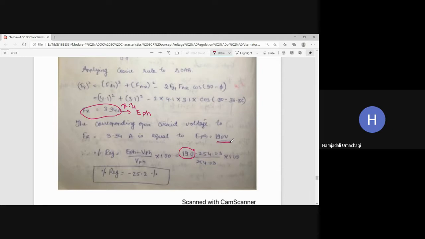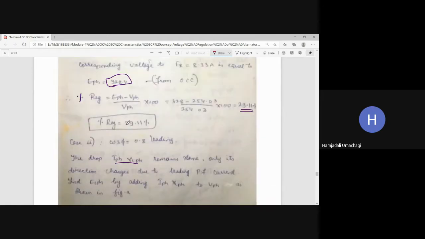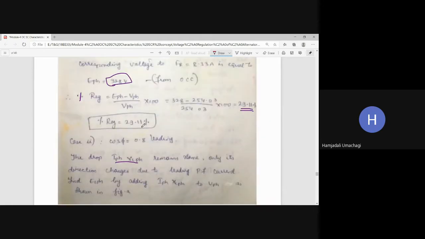Next, finally, therefore percentage regulation is equal to EPH minus VPH divided by VPH into 100. EPH is 190 for the second case. VPH is 254.03, divided by VPH 254.03, into 100. So the regulation value will be how much? Minus 25.2%. Since it is a leading power factor, regulation will be negative. And in the previous case it was a lagging power factor, for which you got positive regulation as 29.11%.